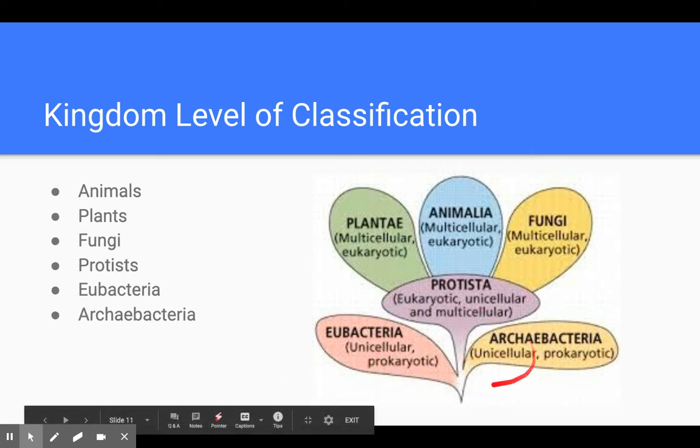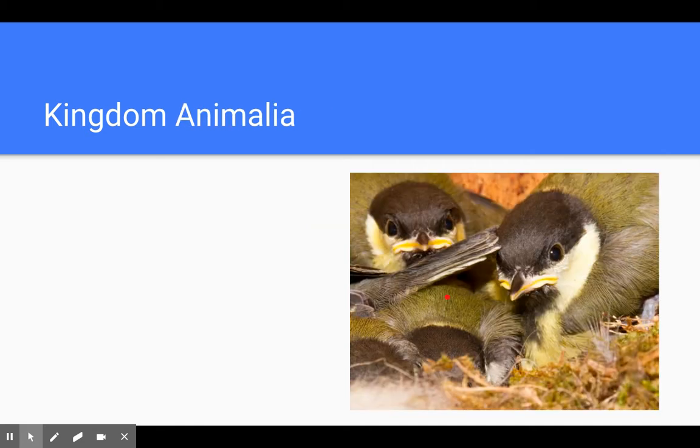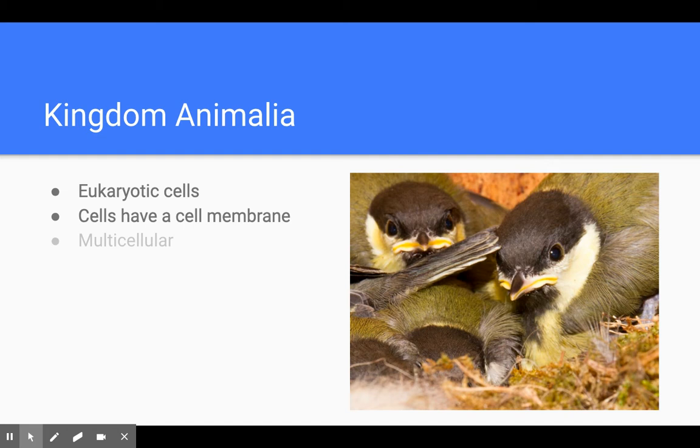Looking at this diagram, you can see that eubacteria and archaeobacteria are both unicellular and both prokaryotic. The rest of the kingdoms are eukaryotic, and for the most part, they are all multicellular, with the exception of protists that tend to be unicellular. So let's dive into kingdom Animalia.